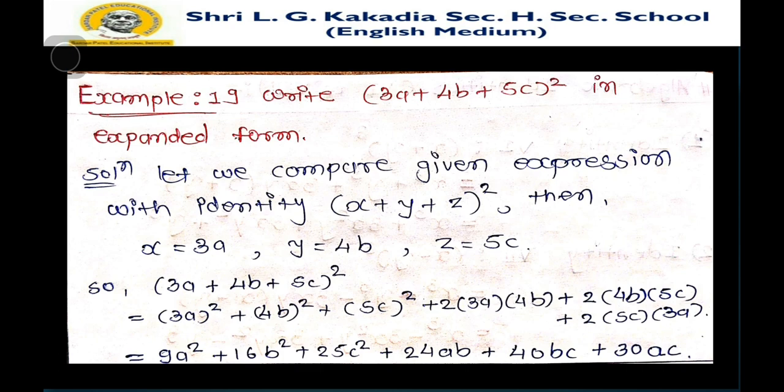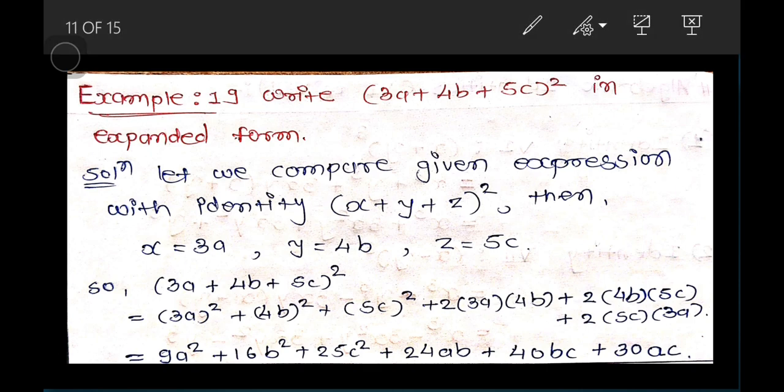Now one more example, example number 19. Now as we know, the fifth identity is given as (x plus y plus z)² is equal to x² plus y² plus z² plus 2xy plus 2yz plus 2xz. So now here you can see the given example, example number 19: write (3a plus 4b plus 5c)² in expanded form. We want to write this expression in expanded form.